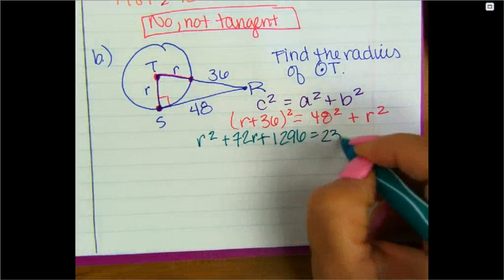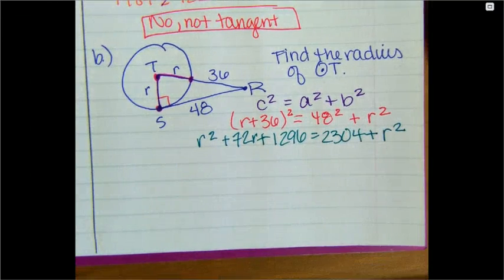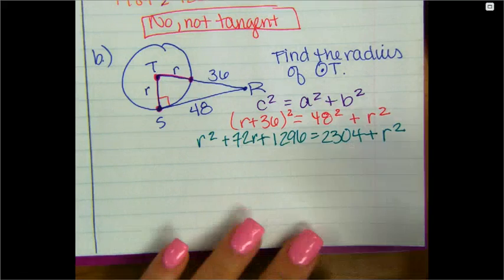2,304 plus r squared. Now, ladies and gentlemen, this is where you have to be careful. The goal is always to get the r squareds to the same side, because then that'll determine what I want the other side to equal. If you're left with an r squared, that means you have to use that f word called factor, and you need that side to be 0. But if I cancel out the r squareds, then it doesn't matter, and I want the numbers on that side. So we need to be careful. Always move the r squareds first. So if I move the r squared, how am I going to move it? Subtract r squared.